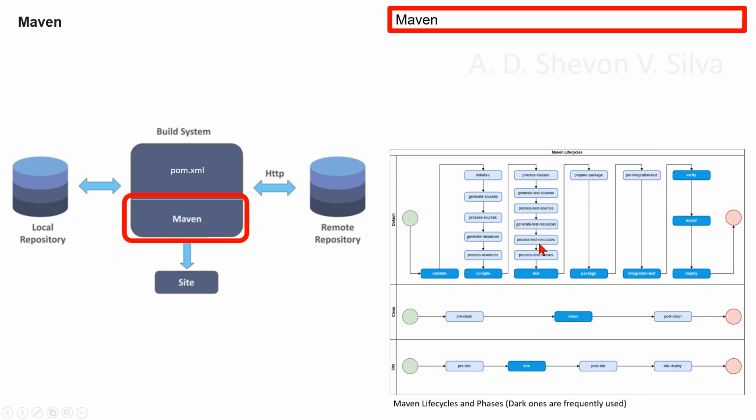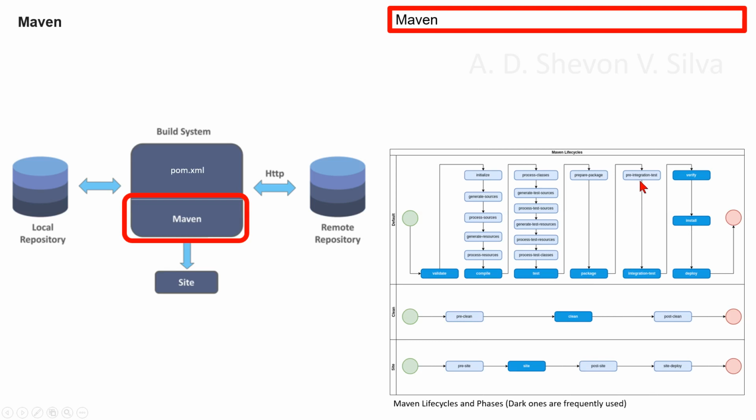Process test resources is connected to test compile. It's not shown here. Test compile is connected to process test classes. Process test classes is connected to test. Test is connected to prepare package. Prepare package is connected to package. Package is connected to pre-integration test.